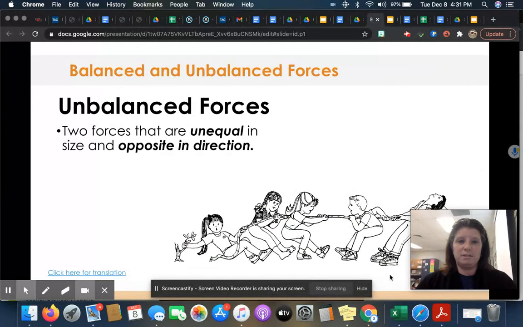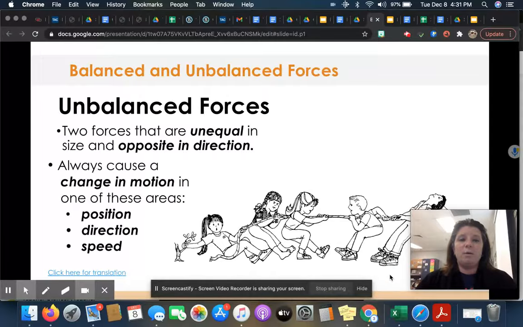Unbalanced forces. Unbalanced forces are two forces that are unequal. They are not the same in size and opposite in direction. Okay. They're always going to cause a change in motion in one of three areas: position, direction, or speed.